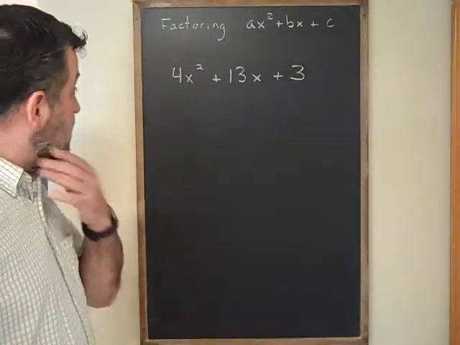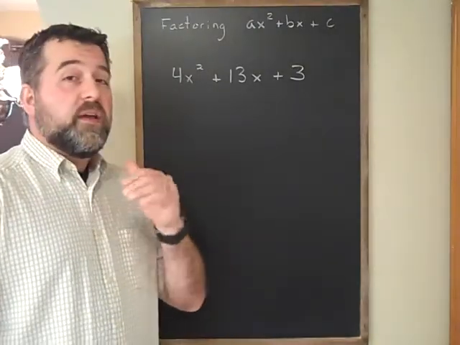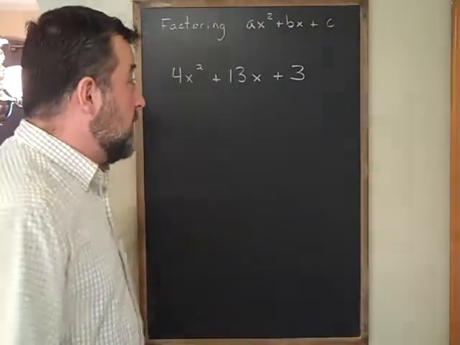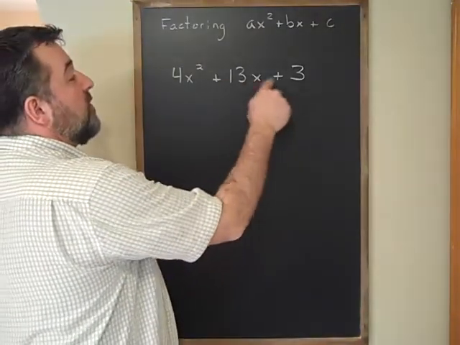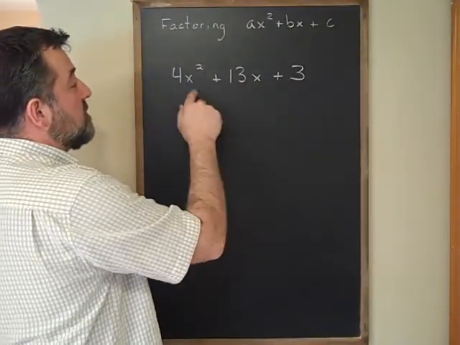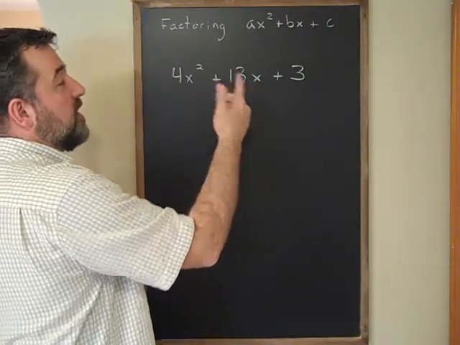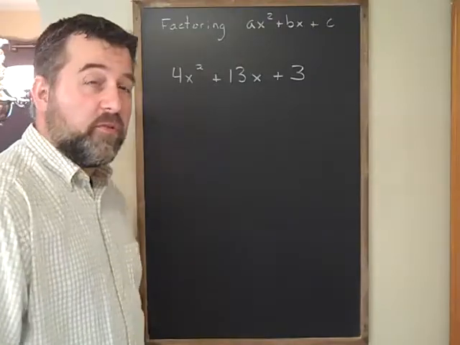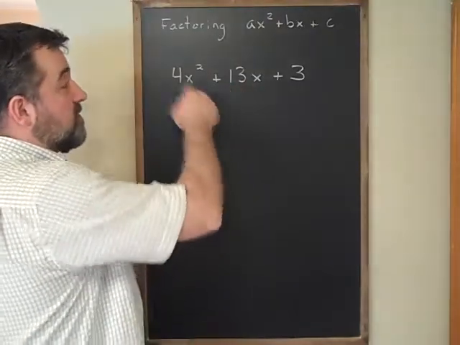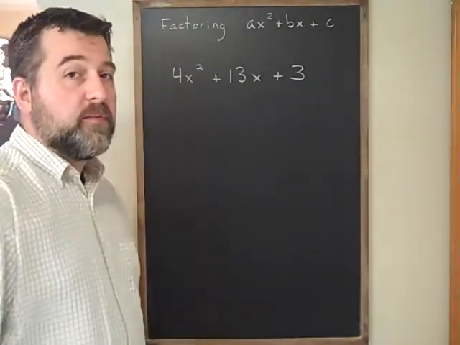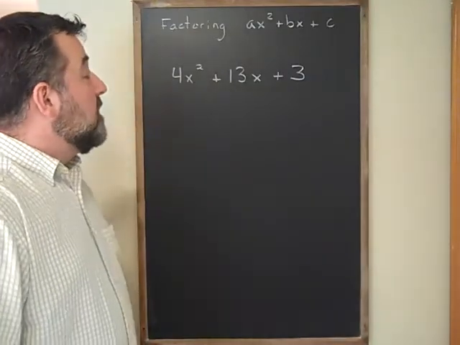In this new example, it's different from our first example because there isn't a common factor between all three terms. You can factor 2 and 4 out of 4x squared, but you can't factor anything other than 1 out of 13x. So there isn't a common monomial factor that we can take out.